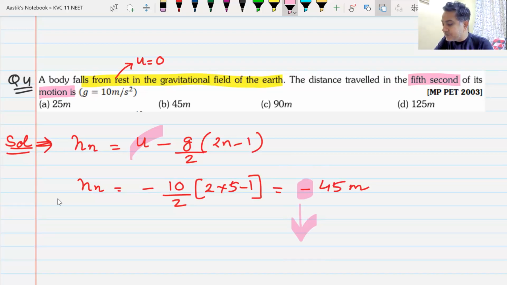I hope, even if I can't see it, we are there in the same universe. This universe is good. S is equal to ut plus half at square.